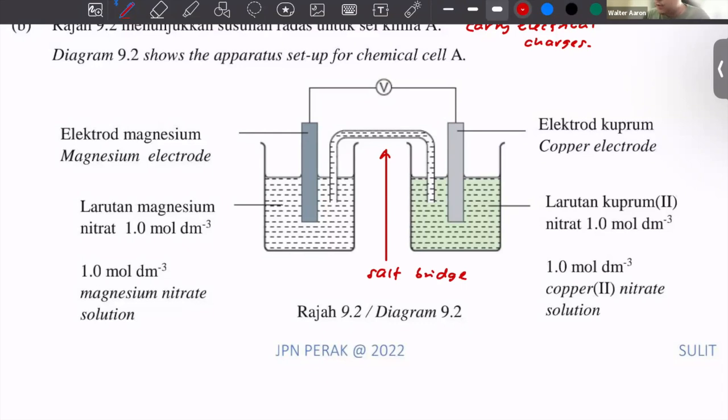On the left side there is a magnesium electrode, and on the right side a copper electrode. On the left side, you have the magnesium nitrate solution with a concentration of 1 mole per decimeter cube. And on the right side, you have the copper(II) nitrate, which is also 1 mole per decimeter cube in concentration.